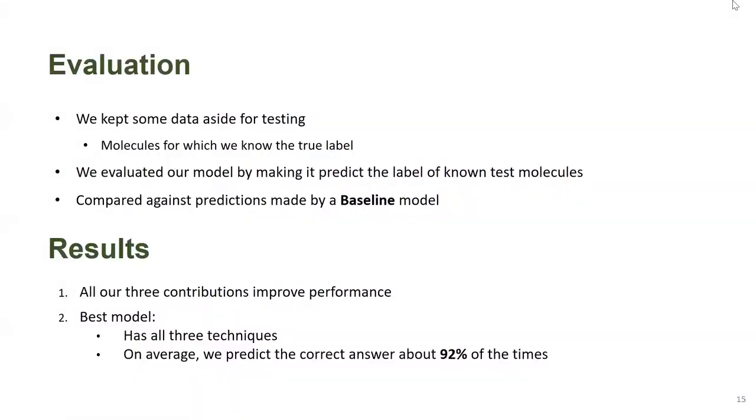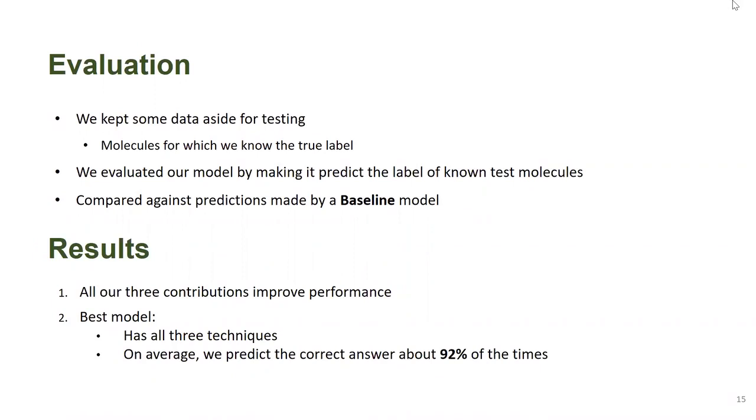We evaluated our model by making predictions on some data that we saved aside for testing. It's data for which we know the true label, if it's truly positive or truly negative. We also made predictions with a baseline model, which is just a model analogous to ours, but does not have our 3 key contributions. We evaluated each contribution individually as well as all together. We found that all our contributions improve performance. Some are better than others. The hierarchical structure is the one that delivers the best performance.